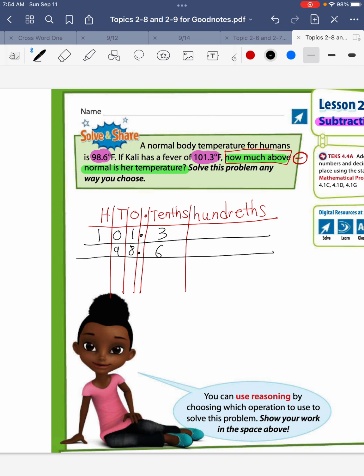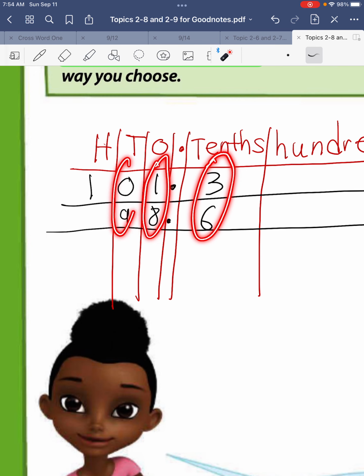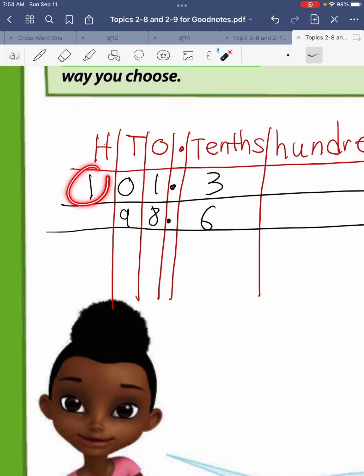Okay. Now, if you notice, the 3 has a friend, the 1 has a friend, the 0 has a friend. The 1 here does not have a friend on the bottom. So that 1 shouldn't be lonely. We can put a placeholder, we can put a 0. Okay, so now it has a friend. So now I'm going to subtract.